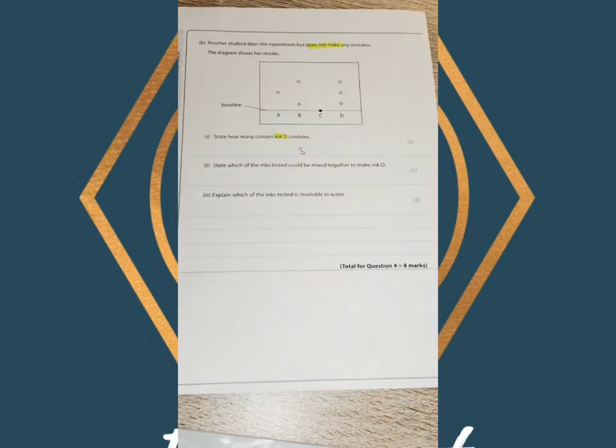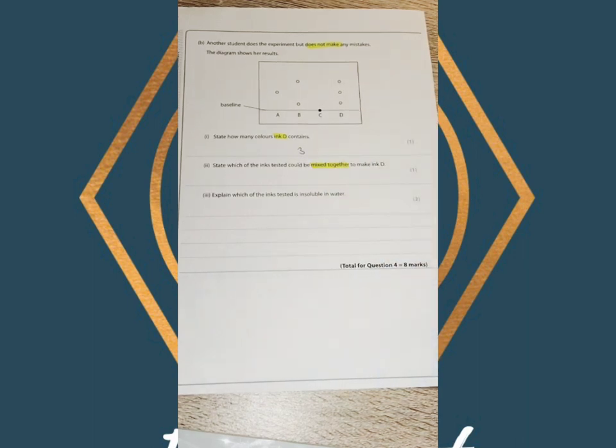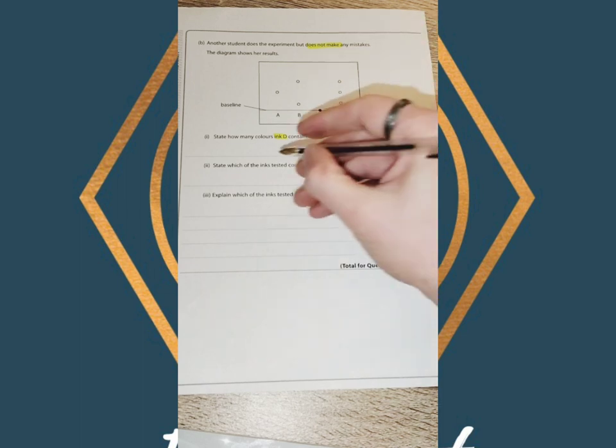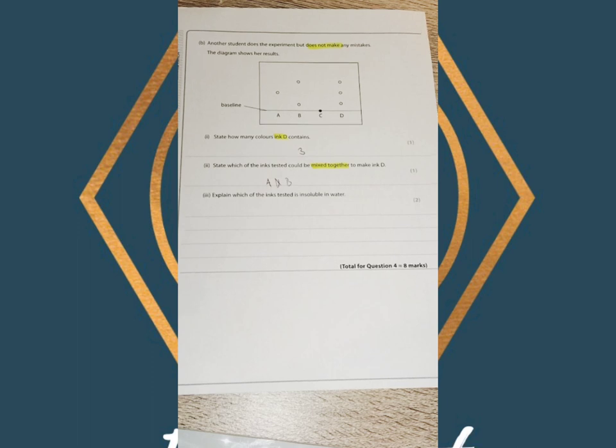Three. The next question asks, which inks tested could be mixed together to make ink D? Well, if we look at the patterns presented, A has a corresponding identical pigment to D at the same level, which is this one here. And B has two pigments at the same level, which would therefore be identical to those found in D. So if we mixed A and B together, they give the same combination of pigments as those found in D. So the answer would be A and B, because together they have all the different pigments at the same levels as those found in D itself.